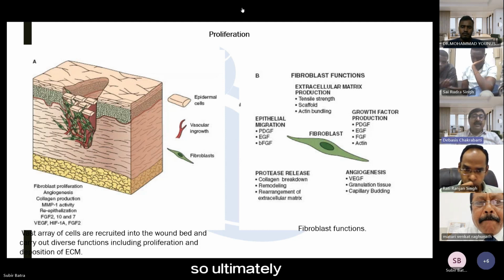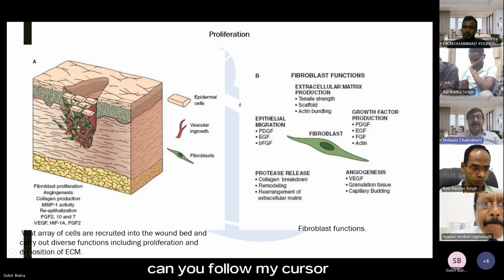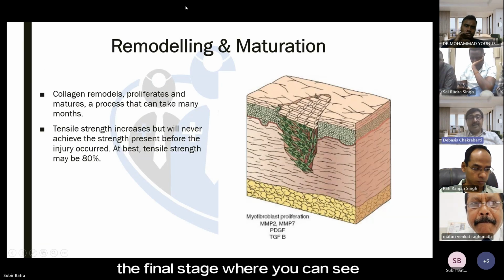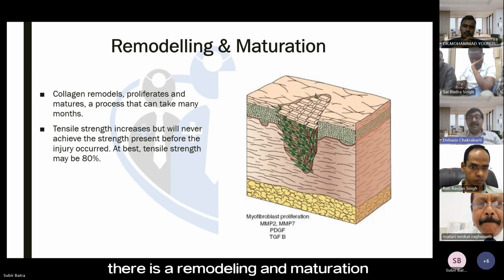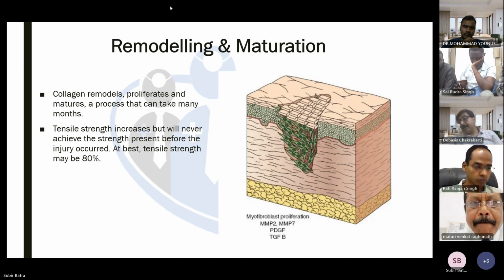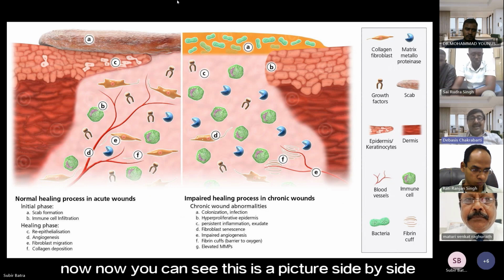So ultimately, yeah, this is basic. Can you follow my cursor? This is the final stage where you can see there is remodeling and maturation. The wound has been closed and there is formation of a scar. Please remember, good healing always comes with a good scar. Now you can see this is a picture side by side.